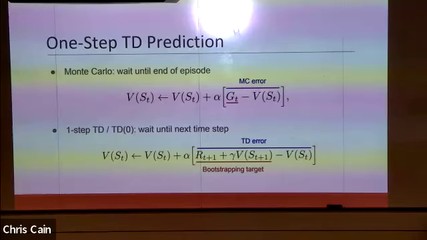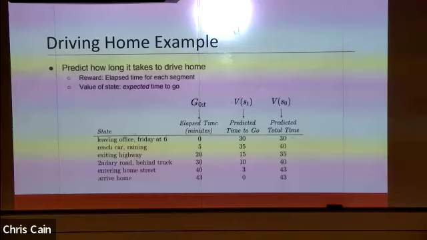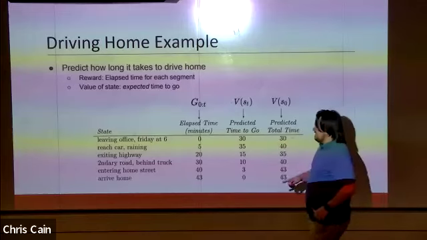So one step TD prediction is not the best thing to do, but it creates an interesting alternative to Monte Carlo. Let me give you an example that will illustrate the difference between these two algorithms on something that might be a little bit more useful. So here is your commute. You leave the office, it's Friday at 6 o'clock.